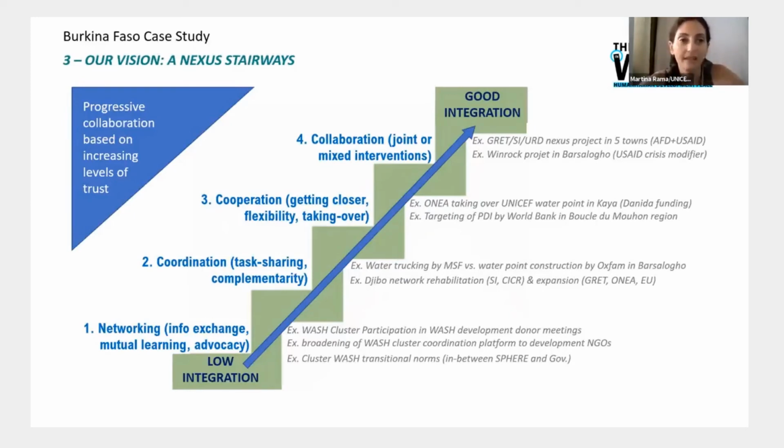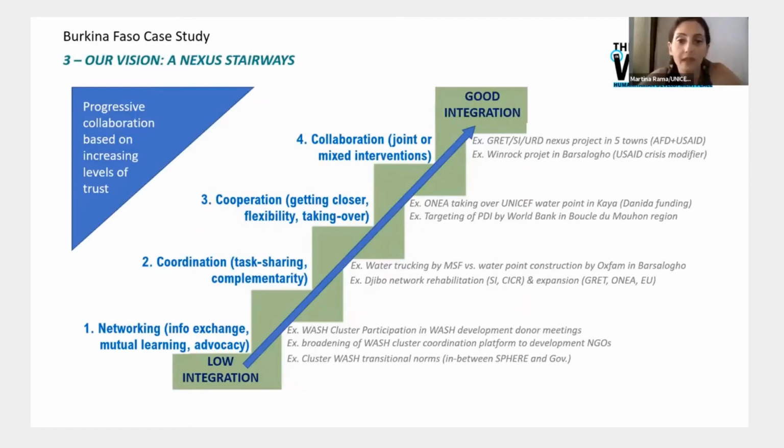Then the second step in the stairways is coordination, which means really start to do some task sharing, really make the complementarity play. So for example, in some areas, we have first water trucking, which is afterwards taken over by water point construction. We also have some networks which need rehabilitation, but at the same time need expansion. So we try to find a complementarity: development actors will do the expansion part and emergency actors will do the rehabilitation part of the works, for example.